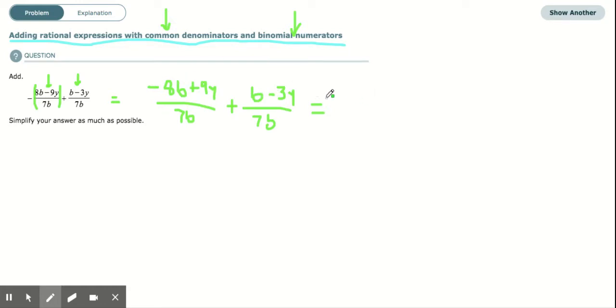All right, so what we can really do is we can just write these all out together and combine like terms. So we have a negative 8b plus 9y. We have a positive b and a negative 3y. And that whole thing over 7b. Remember, when you add with a common denominator, you don't add 7b plus 7b. It's not 14b. You just keep it the same.